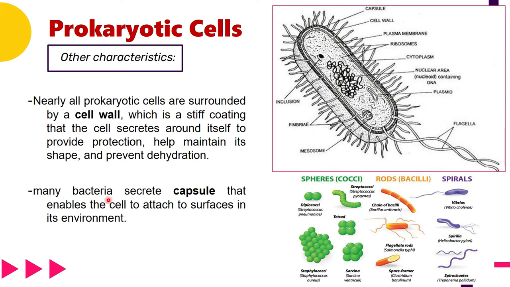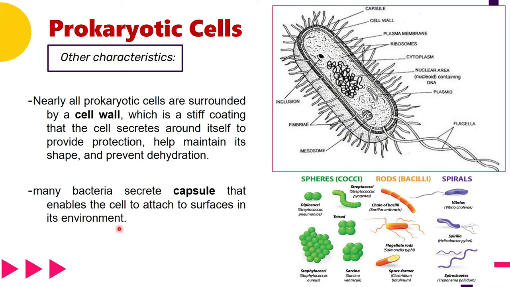So many bacteria, they secrete a capsule. So if we're going to locate the capsule here in this illustration, where is the capsule? It is after the cell wall. So the capsule is secreted by the prokaryote or bacteria. And the function of the capsule is that it enables the cell to attach to surfaces in its environment.